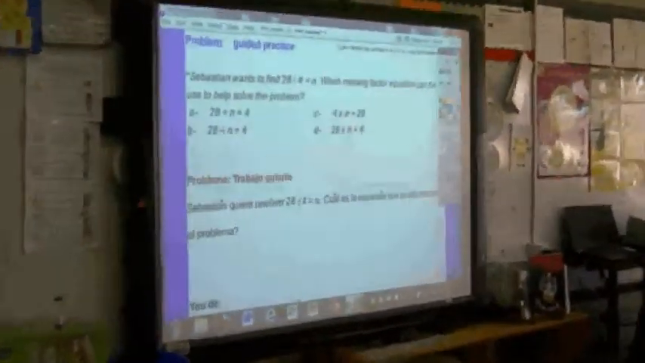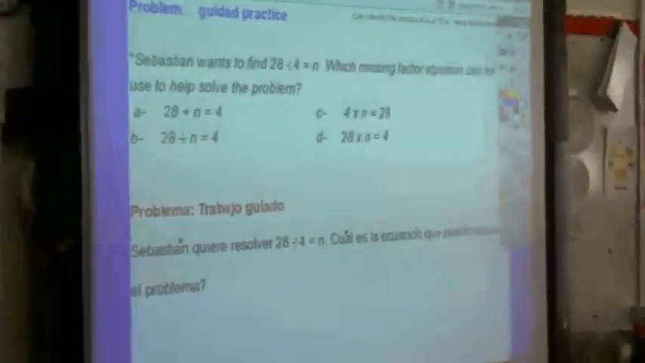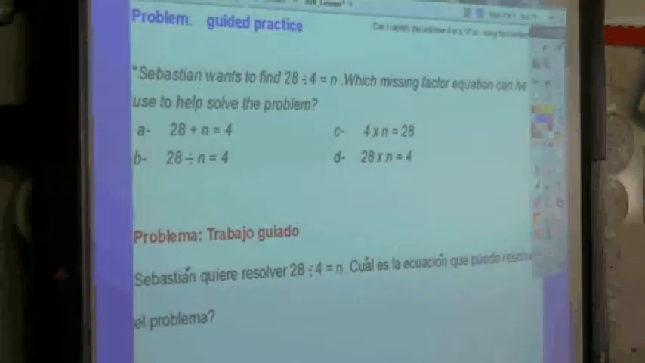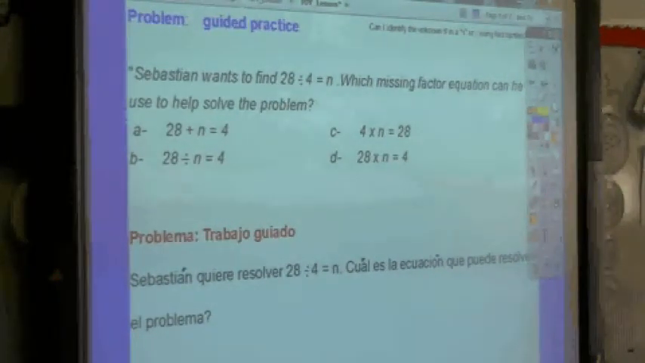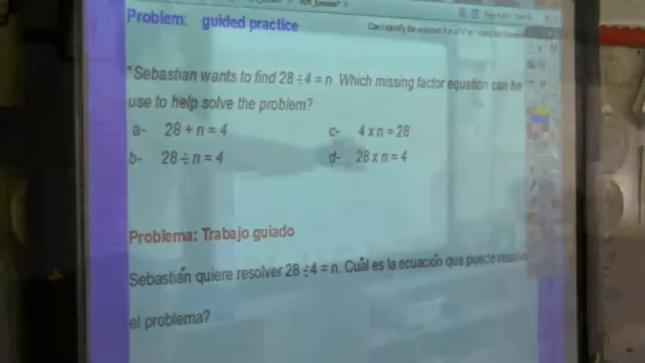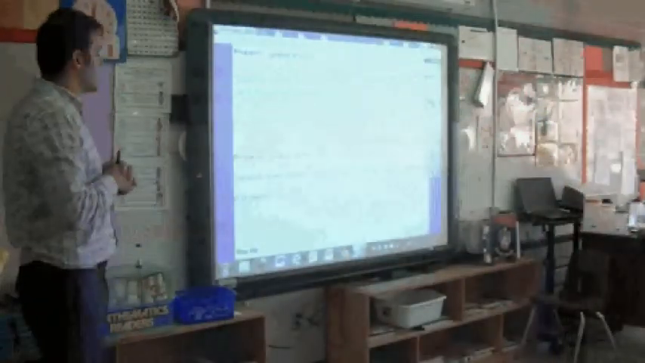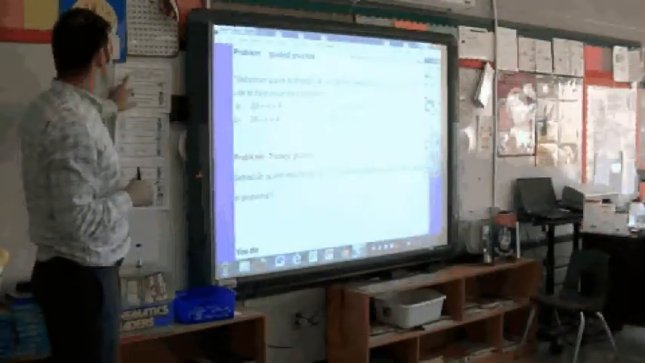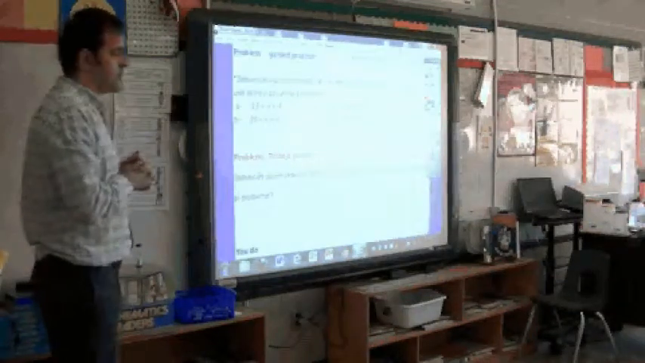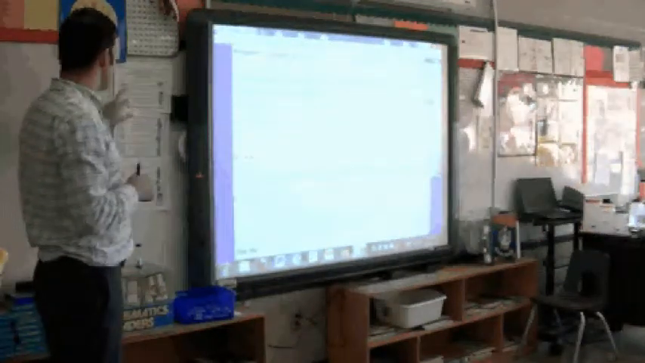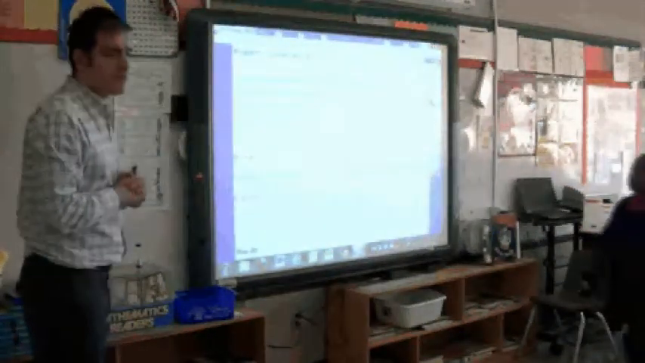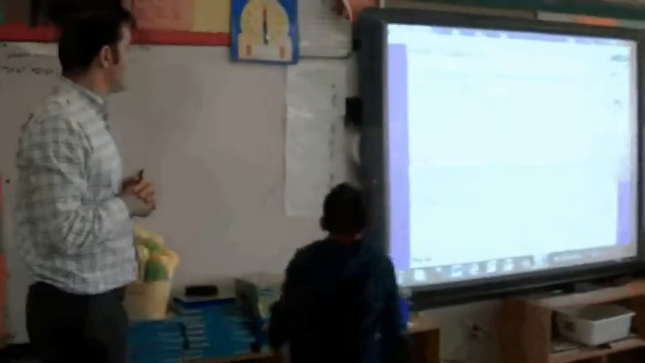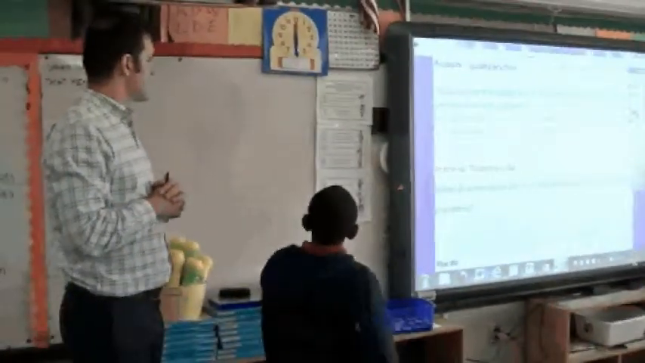Now, Sebastian wants to find 28 divided by 4 equals n. Which missing factor equation can he use to help solve the problem? Okay, could you please solve it here? And remind your partners the mathematical practice standards we're working with. Just read the number 1 for us, please. 1. I can make sense of problems and persevere in solving them.